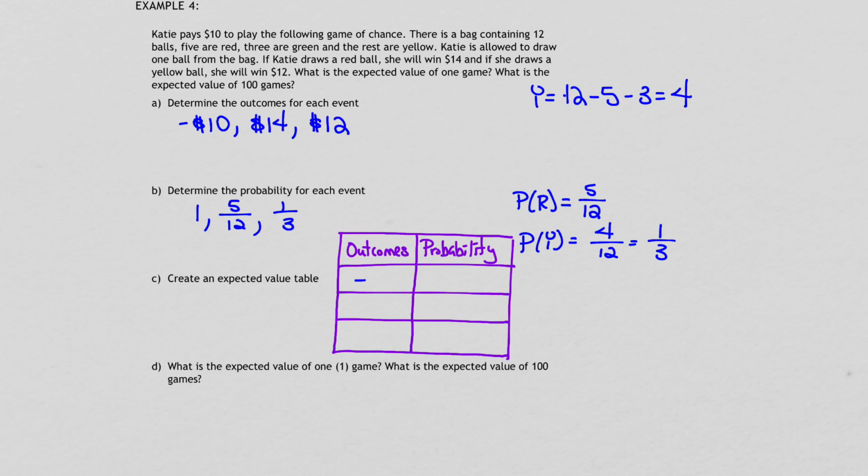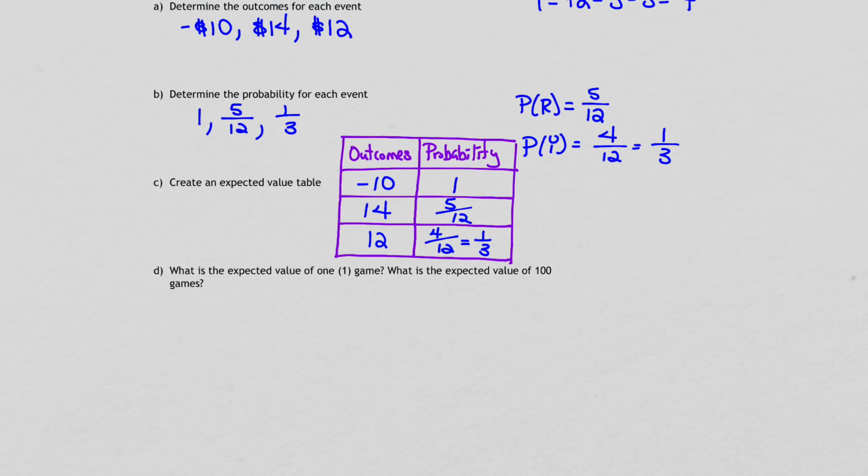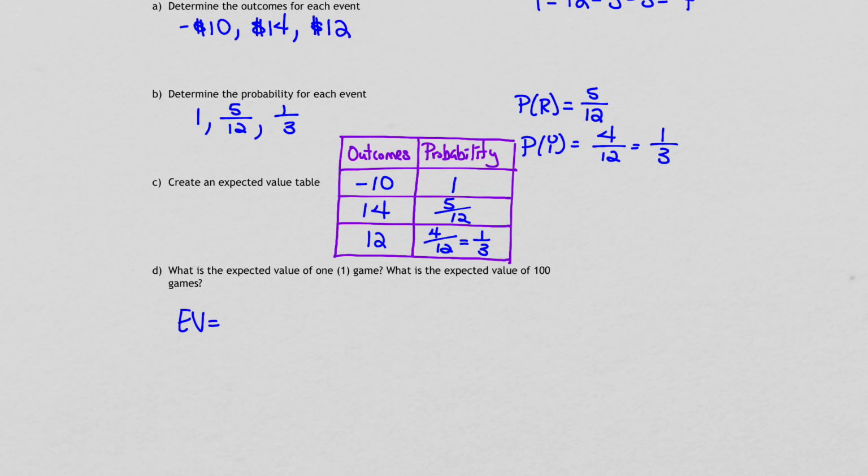Okay, so the outcomes was where we could lose $10 and that probability was 1. We could gain $14, that probability was 5/12. Or we could gain $12 and that probability was 4/12 or 1/3. And so to find our expected value, we'll multiply. So the outcome of losing $10 times probability 1, plus the outcome of gaining $14 times the probability of 5/12, plus the outcome of gaining $12 times its probability of 4/12.